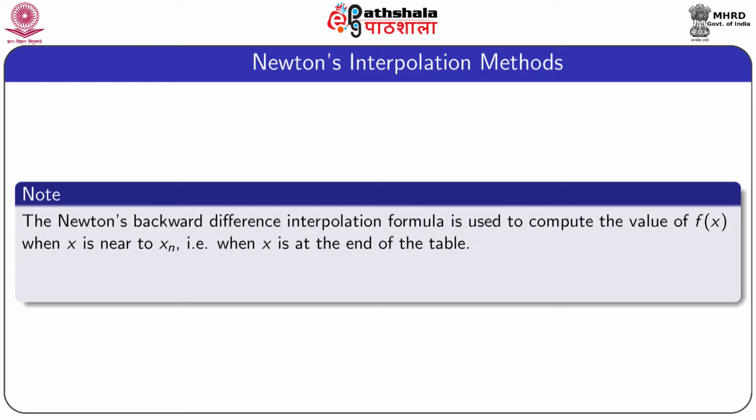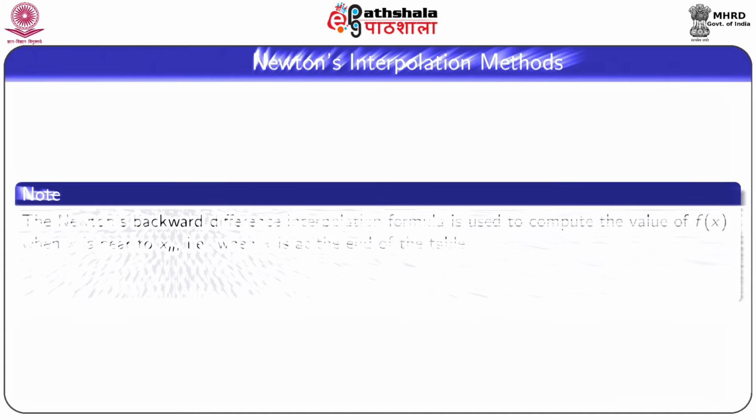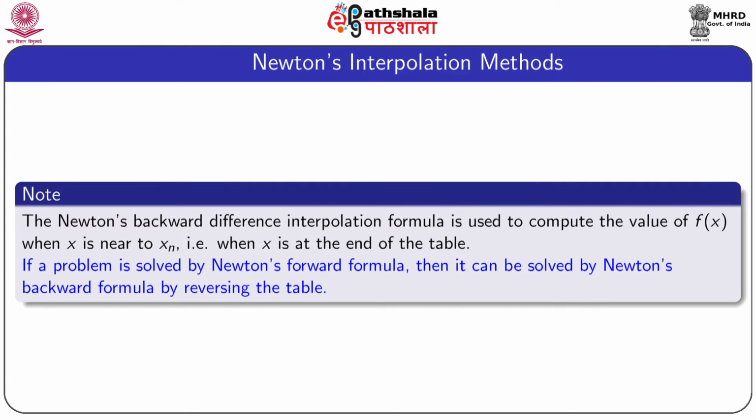Now, I would like to mention one important observation. Newton's backward difference interpolation formula is used to compute the value of f(x) when x is near xn, that means x is at the end of the table. The other observation is, if a problem is solved by Newton forward interpolation formula, then this problem can also be solved by Newton's backward interpolation formula by reversing the table. So, this is a very important observation on the Newton backward and forward interpolation formulas.